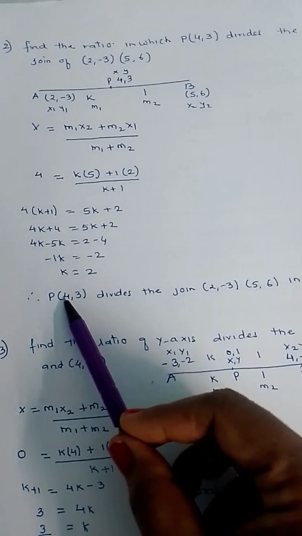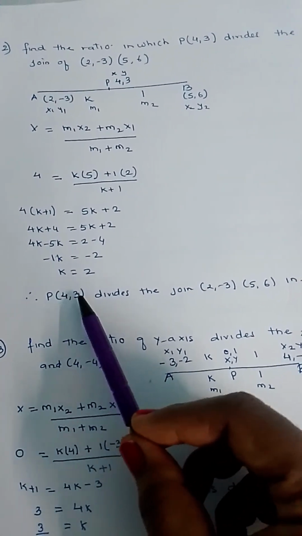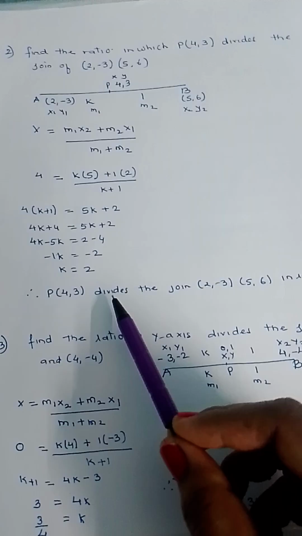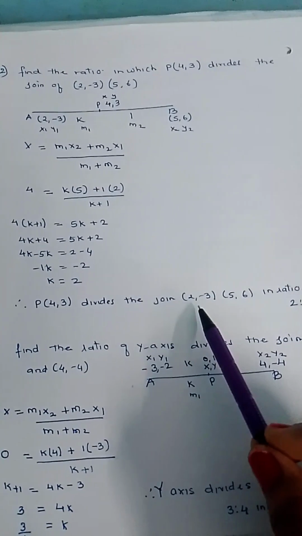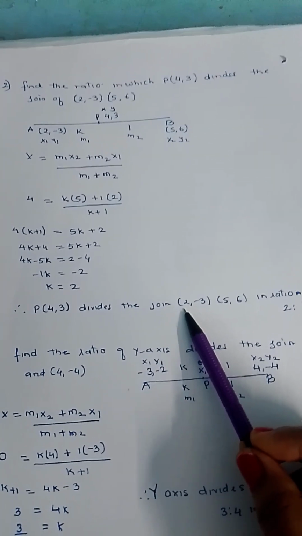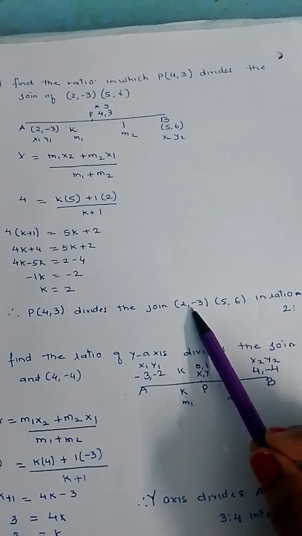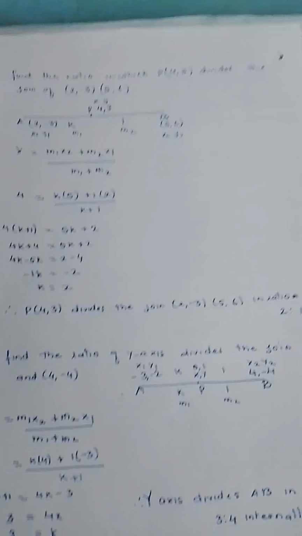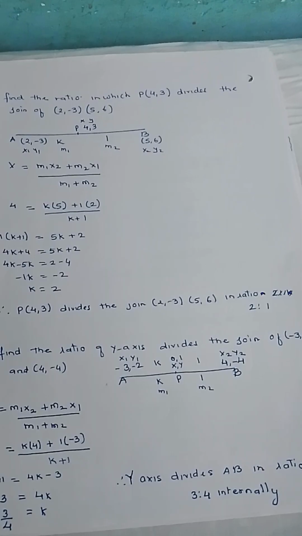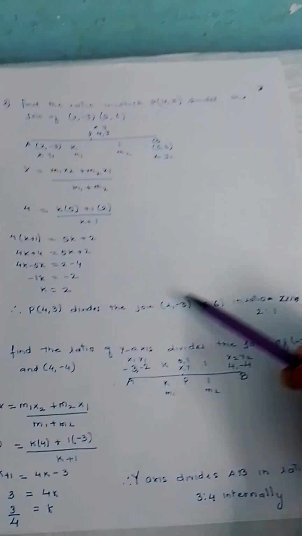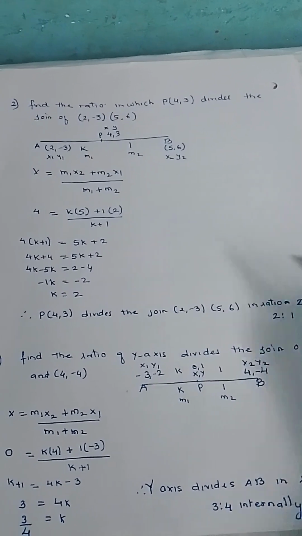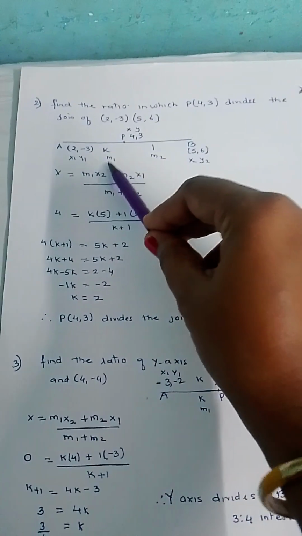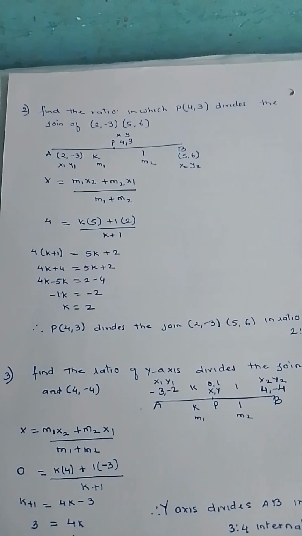So the coordinate 4, 3 divides the line between A and B in the ratio 2 is to 1. So 1 is what we already know, 2 is the ratio we have found out, the second number.